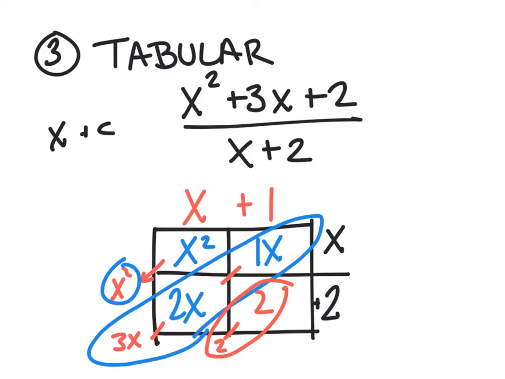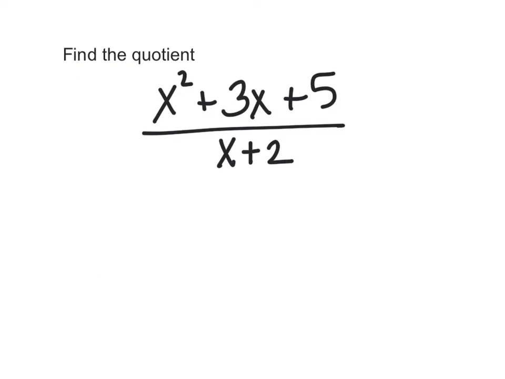That was a positive 1. So again, my factor is x plus 1 times x plus 2. So that was just a quick overview of what we've done for the past couple days. Now let's take a look at this example.